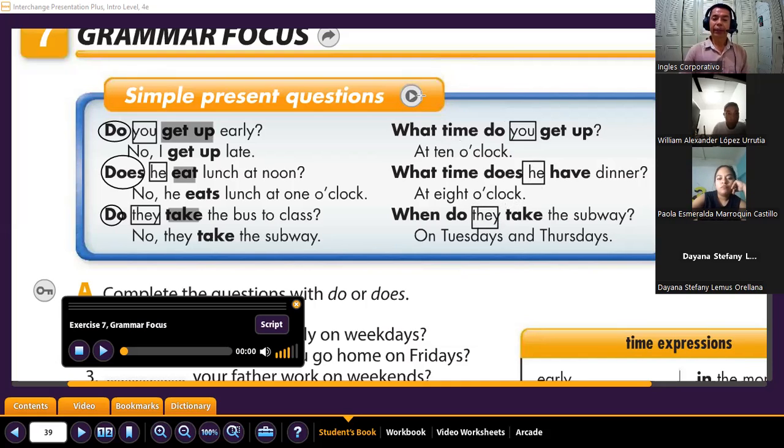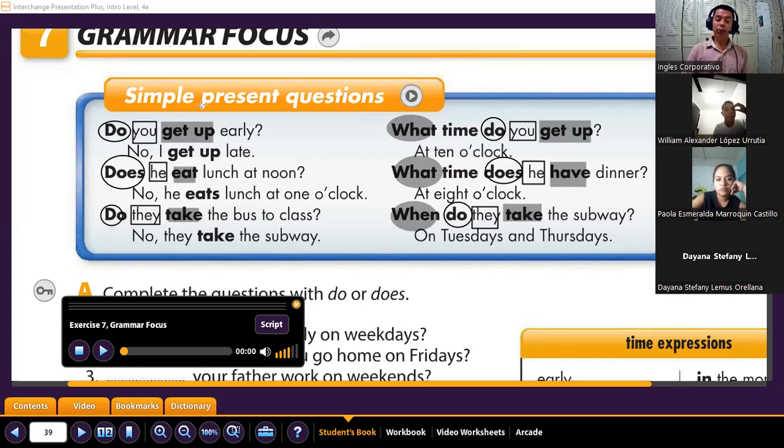Okay, let's continue. The auxiliary is do, does, and do, right? And the verb is get up, have, take, right? Good. The difference here, class, is when you have the WH word. What is the WH word? What? And when? Time is like a complement, right? But the important part here is the WH word.